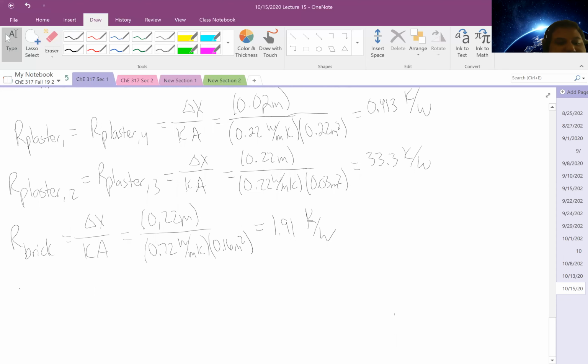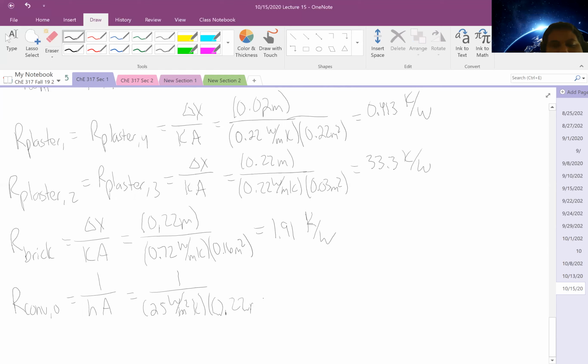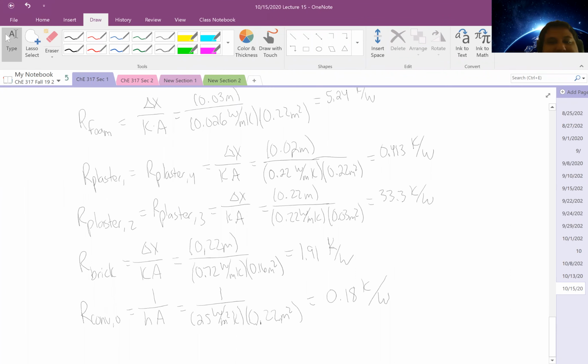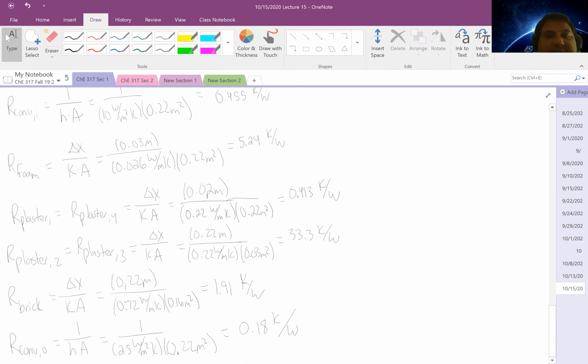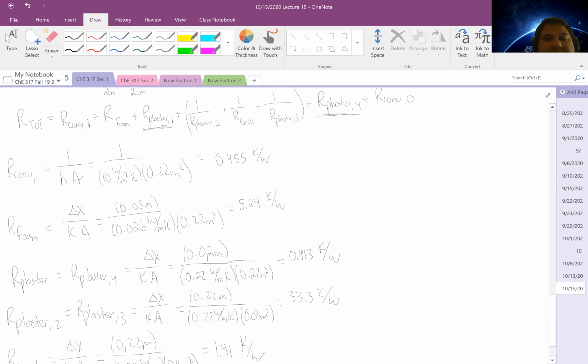And finally, the last one we need is our convective resistance on the outside, which is going to be 1 over hA, or 1 over 25 watts per meter squared Kelvin times our area of the whole section that we're interested in, or 0.22 square meters. Or approximately 0.18 kelvins per watt. So a lot of calculations, a little repetitive, but now we have all of our resistances that we can plug into our total expression.